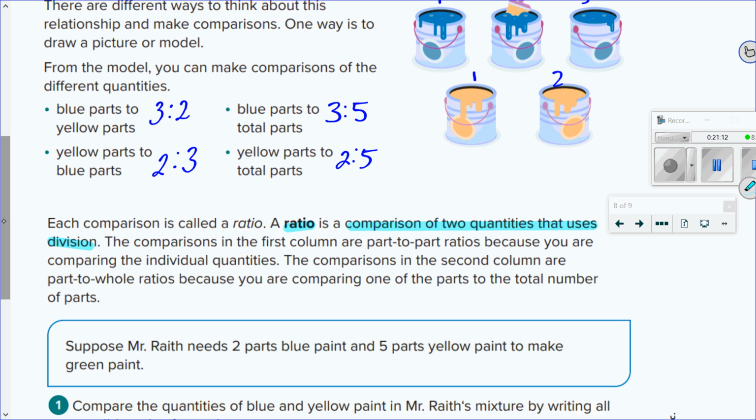Okay? So our first column are what we call part-to-part ratios, because we're comparing the individual quantities that make up the ratio.